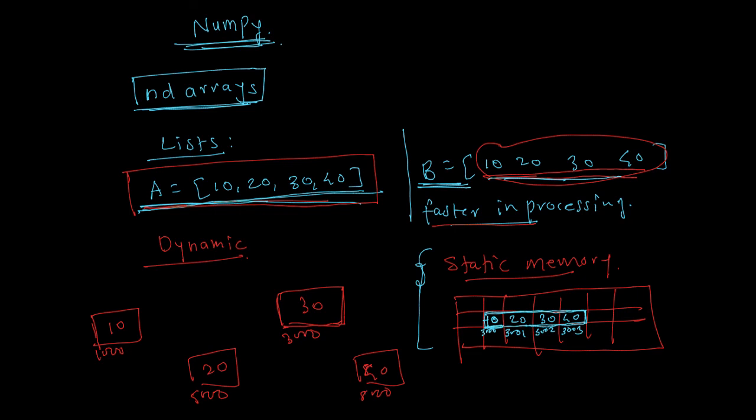So these are the important reasons why NumPy arrays are popular compared to lists. Let's summarize what we saw. NumPy is numerical Python. It's an open source Python library. It contains n-dimensional arrays or multi-dimensional arrays and matrix data structures. NumPy arrays are faster in processing compared to lists. So these are the reasons why we go for NumPy arrays.